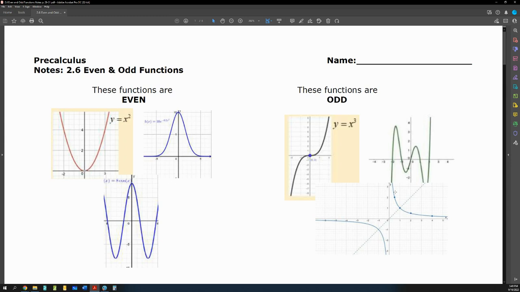On the right-hand side, we have some odd functions. We have three examples here. Again, what do you notice about these three graphs? What do all of these three graphs have in common?